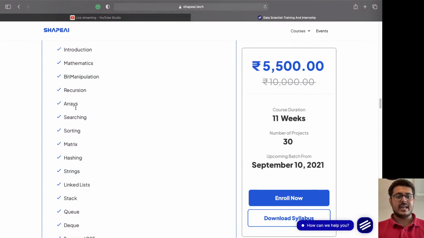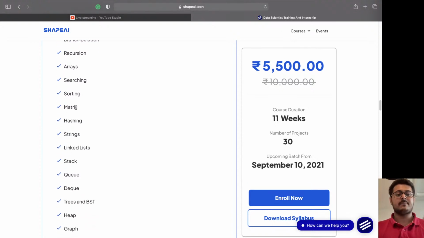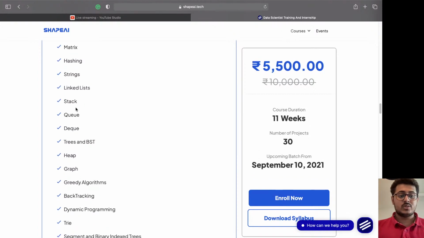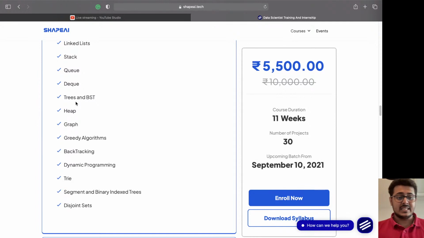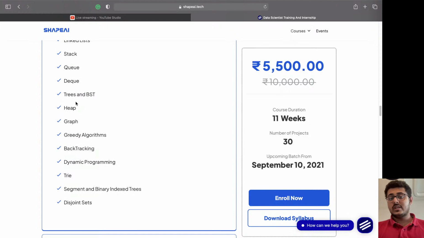Then recursion, arrays, searching, sorting, matrix, hashing, strings, linked list, stack, queues, GQ, trees, BST, heap, graph, greedy algorithms, backtracking, dynamic programming, trie, segment and binary index trees, disjoint sets. These are all the different topics that you need to cover in just data structures and algorithms. And while covering this, you will need to solve at least 10 questions of each topic given right over here.